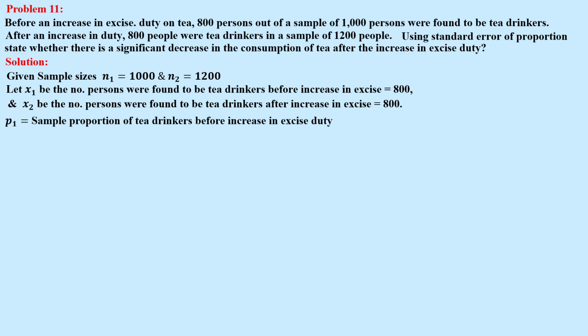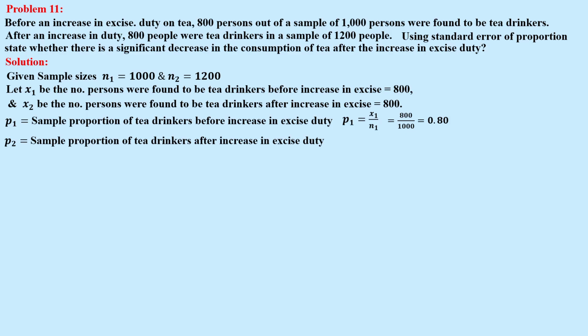So we are going to find the sample proportion. Before increase in excise duty, P1 equals X1 by N1, that is equal to 0.80. P2 is the sample proportion after increase of excise duty. So P2 is equal to X2 by N2, that is equal to 800 by 1200, that is equal to 0.67.